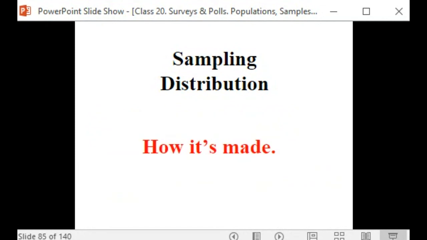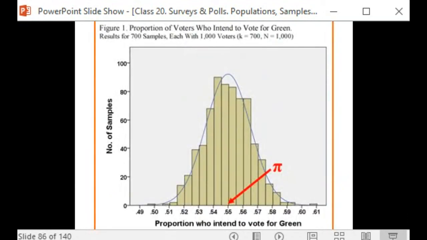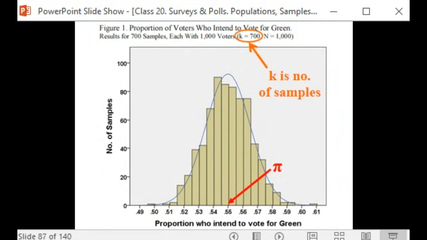So the easiest way to explain what the sampling distribution is is to explain how it's made. For a sampling distribution, we're going to imagine we are drawing a very large number of different samples from a population. The number of samples we're going to draw is called K. K is the number of samples. Now, in the example we'll be using, K is 700. That means we are going to draw 700 different samples.